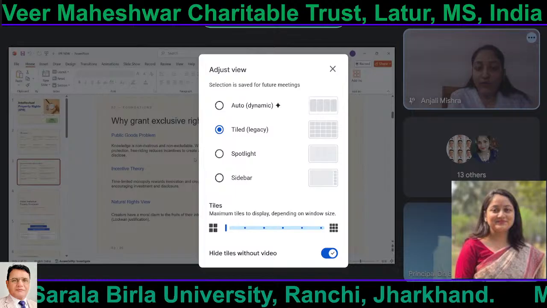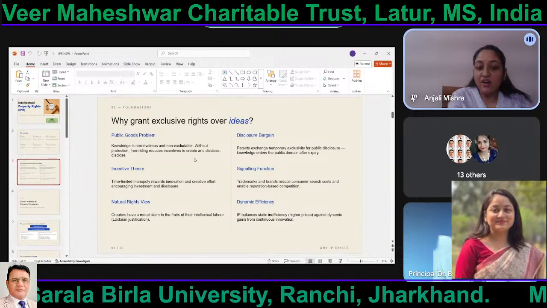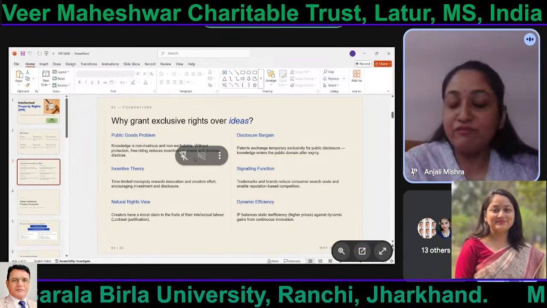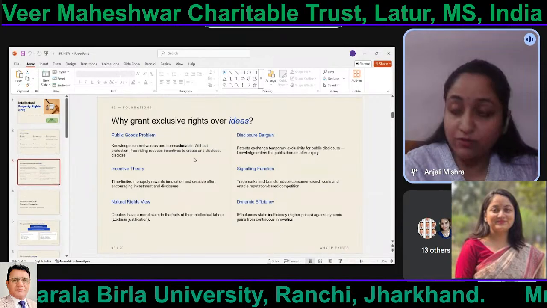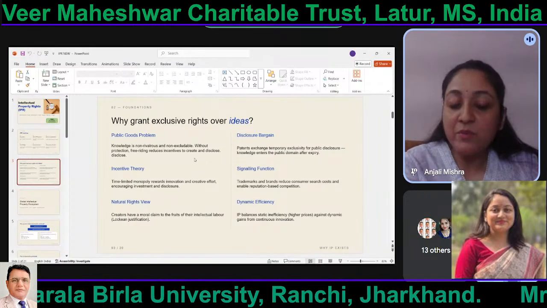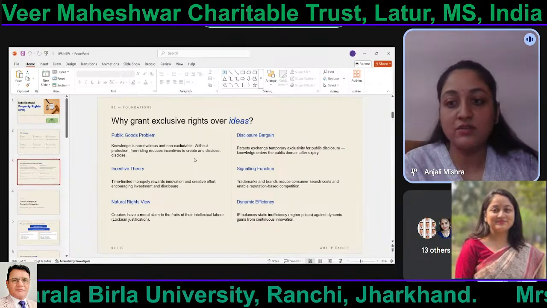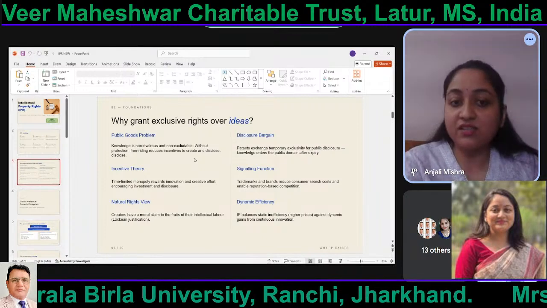Moving on to the next theory, that is the natural rights view. When we look at giving fruits to a particular person's share, if a person has done something, that person must be rewarded with certain kinds of fruits or certain kinds of moral claim. So that is what is supported by the natural rights view.